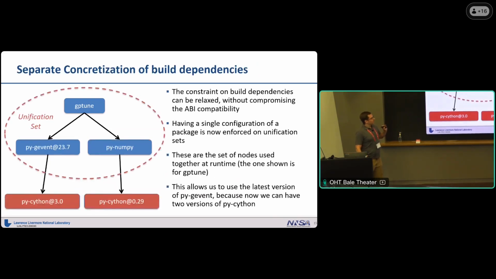So what we've done is we allow for separate concretization of build dependencies. So this now frees up gevent to be able to use its version of PyCython. PyNumPy can use its version of PyCython. Everybody's happy. That way, we can actually relax some of these constraints with these unification sets that we have.